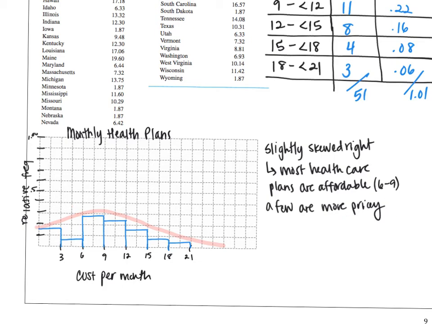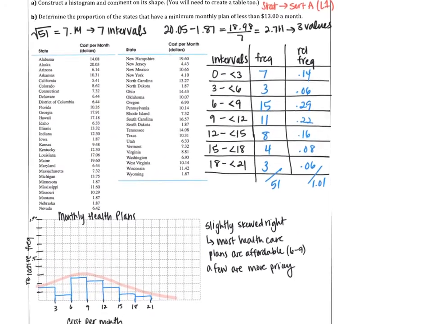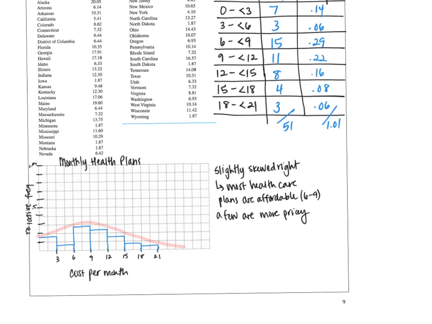Alrighty, and question B asks us, determine the proportion of states that have a minimum monthly plan of less than $13 a month. So for part B, for less than $13 a month, I'm looking at my table and I can go from here back and add all of those values up, and I would get that that would be 71%. So I know it's not 71%, but I know it's less than 71%.